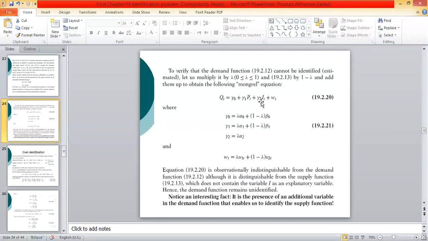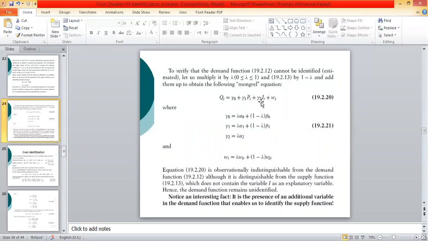We have to make a comparison. We have to compare our equation of interest with the bogus equation. If your equation of interest is indistinguishable from the bogus equation, the equation of interest is unidentified. But if your equation of interest is distinguishable from the bogus equation, you can say that your equation of interest is identified.